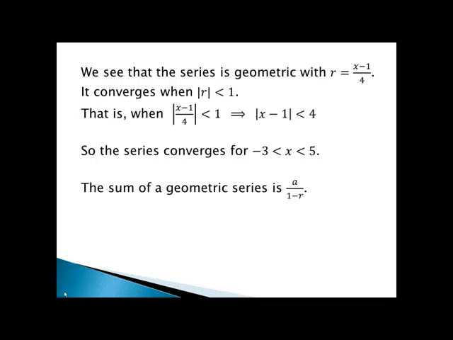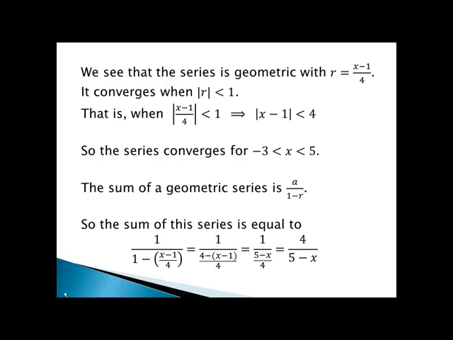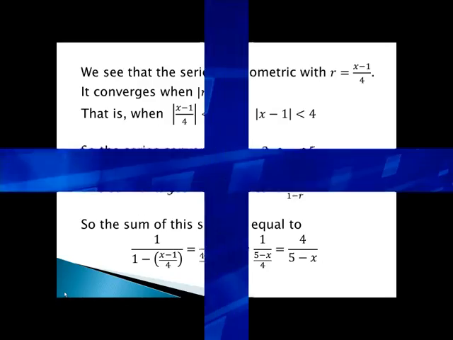Well, the sum of a geometric series is a, the first term, divided by 1 minus r, the ratio. So in this case, the sum of the series is equal to a, the first term of the series was 1, divided by 1 minus r, and r was equal to x minus 1 over 4. Simplifying, I find that the sum is equal to 4 divided by 5 minus x.